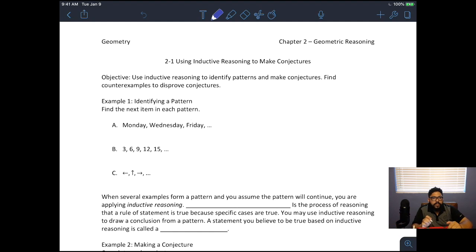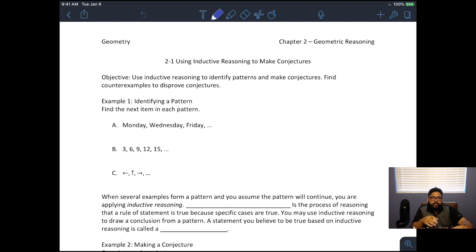Hey guys, today we're talking about 2-1, using inductive reasoning to make conjectures. All of chapter 2 involves this idea of talking about proofs, which are a major component of geometry. Basically, just a way that we can rationally explain the different things we do in mathematics.